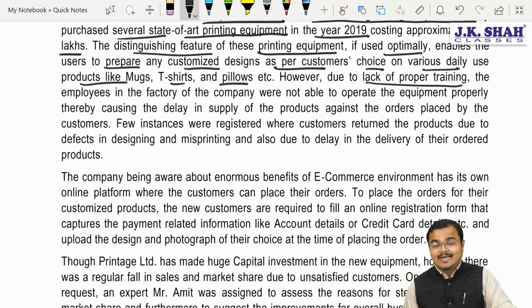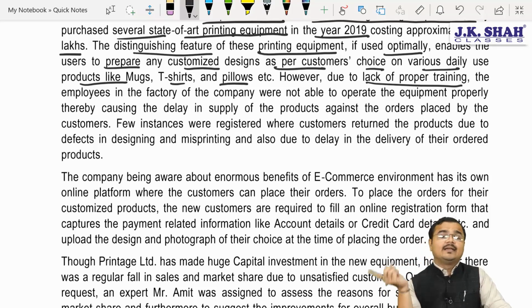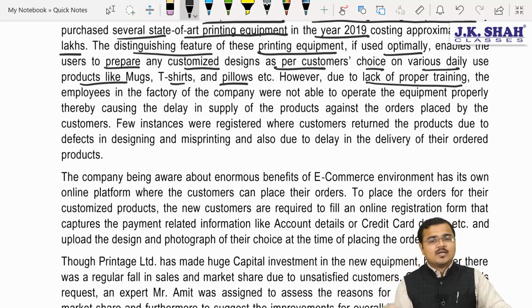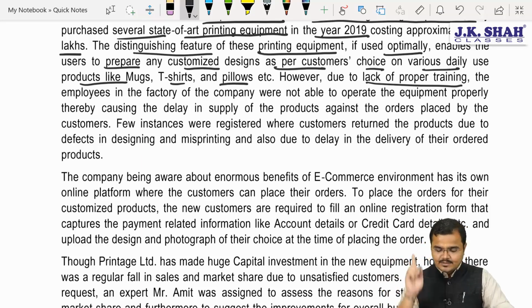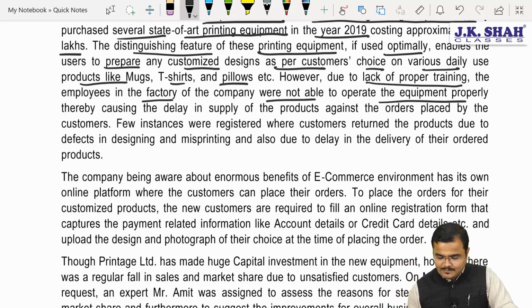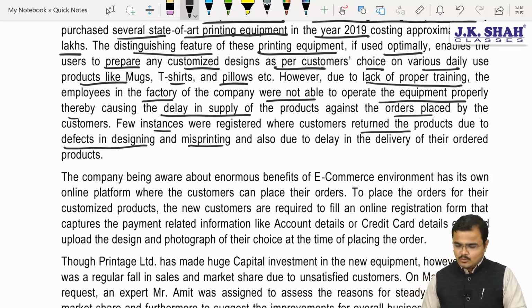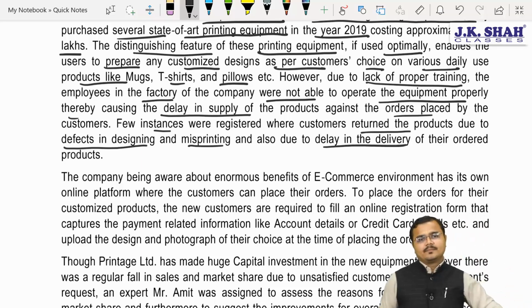However, due to lack of proper training, so we know very well chartered that human resource management is not good over here. It covers chapter number 1 also, chapter number 2 also. They had introduced machinery that is automating the business process. So the chapter number 1 concept is also covered over here. Further, the employees in the factory of the company were not able to operate the equipment properly, thereby causing a delay in supply of the product. Number 1 problem. Against the order placed by the customer, there are a few examples where customers return the product due to defects in designing or misprinting, or even sometimes due to delay in delivery of their order.